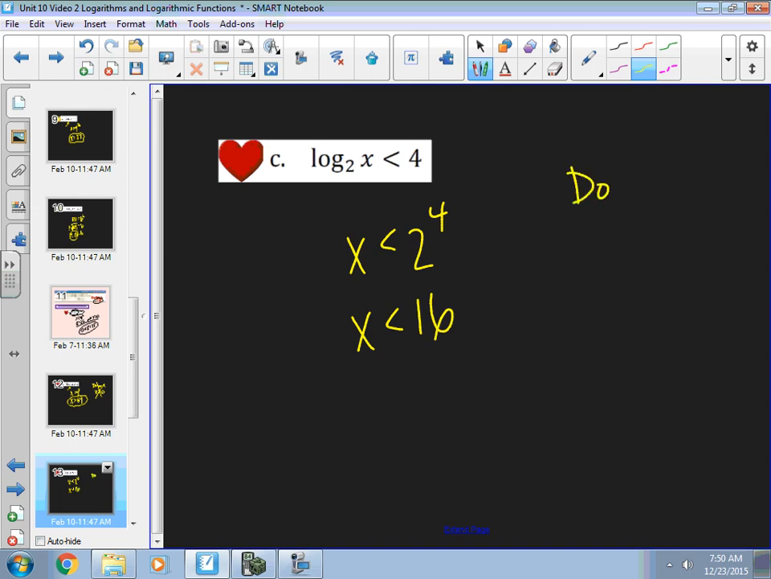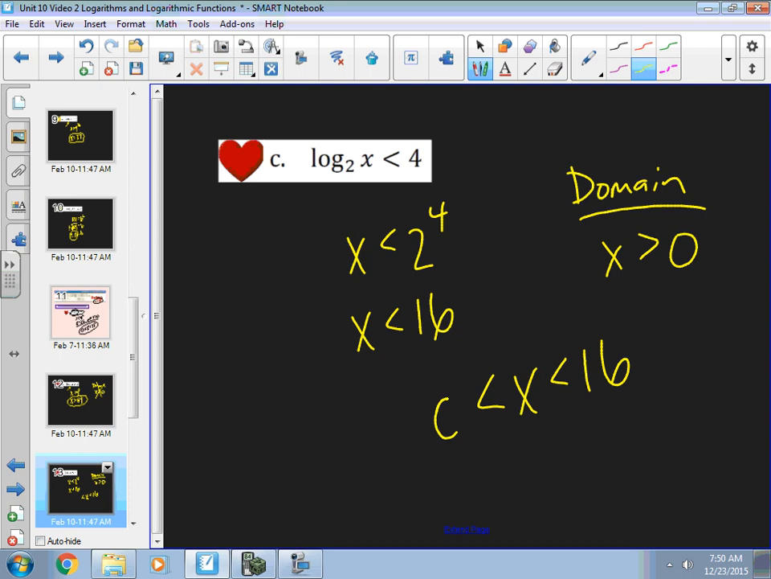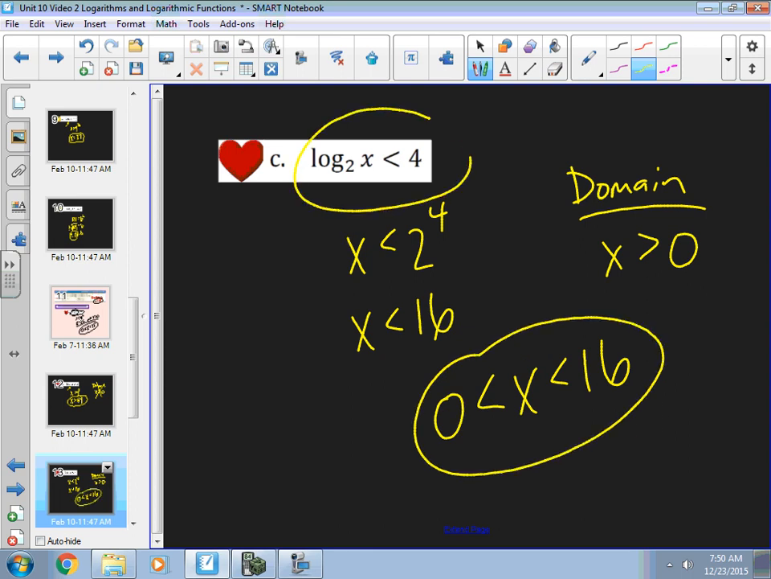This is one, though, where the domain is going to come into play. With domain here, x has to stay greater than 0. We can't do logs of 0, can't do logs of negatives. And so this one, you'd want to combine these into a compound statement. x has to be less than 16, but it also needs to stay greater than 0. Any of those numbers make this true.